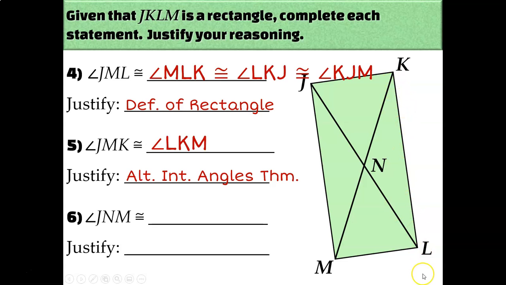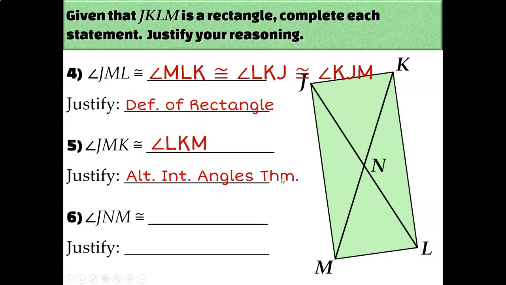JM is parallel to KL by the definition of parallelogram, so if I treat KM like a transversal, then these 2 angles would have to be alternate interior angles because they're on opposite sides of the transversal and in between the 2 parallel lines. So don't forget about all that old school stuff. Just because we're learning about new quadrilateral business does not mean that all the parallel lines and vertical angles and linear pairs, all the things that we've been learning about all year, that goes away. It's still fair game. So JMK is congruent to LKM by the alternate interior angles theorem.